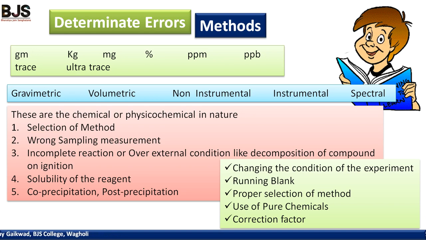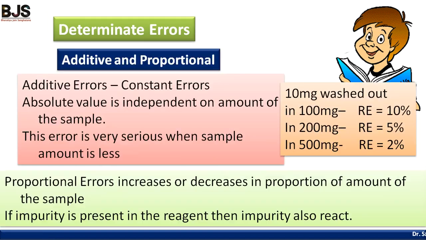Now for this purpose, what do we do? We have to change the conditions of the experiment, running of the blank should be there, proper selection of the method is most important, use of pure chemicals, and a correction factor should be given. In this way, these errors due to the method can be minimized or rejected. The last determinate error is additive and proportional error.